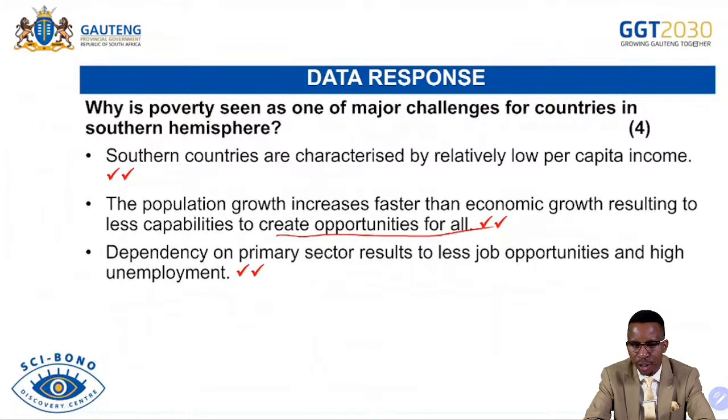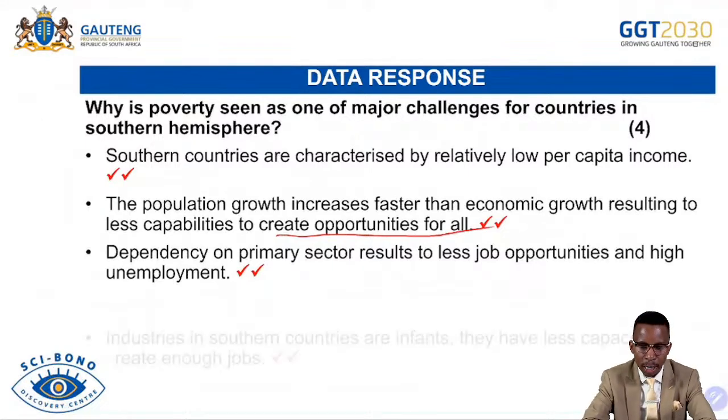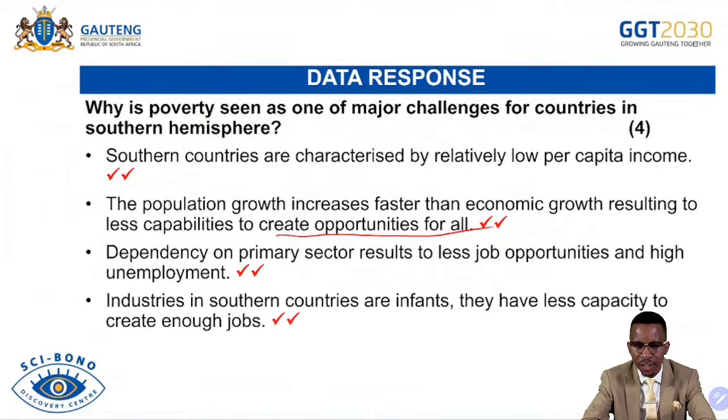Dependence on the primary sector results in fewer job opportunities and high unemployment. Remember, some primary sector resources are in danger of being depleted or of extinction. For that sake, if they are depleted, that will lead to fewer job opportunities. And also, as these primary sector resources are extracted, they are not extracted in a sustainable manner, resulting in less consumption and less exploitation of those resources, resulting in fewer opportunities being created because our firms are not well industrialized. Our firms are still infant firms. They can employ less capacity of unemployed people. Industries in southern countries are infant firms. They have less capacity to create job opportunities.